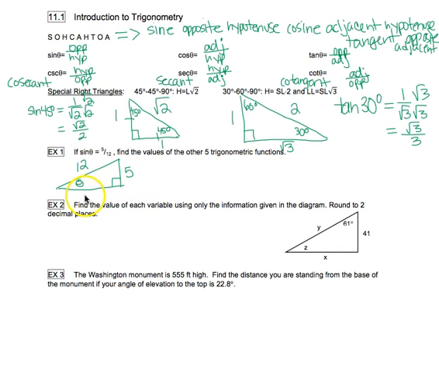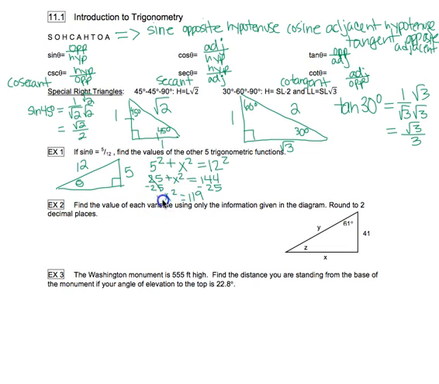So this is the side I don't know. So 5 squared plus x squared equals 12 squared. So this is 25. This is 144. So subtract 25 on both sides. And then those cancel out on the left side. So I'm just left with x squared on the left. Then on the right side, I end up with 119.